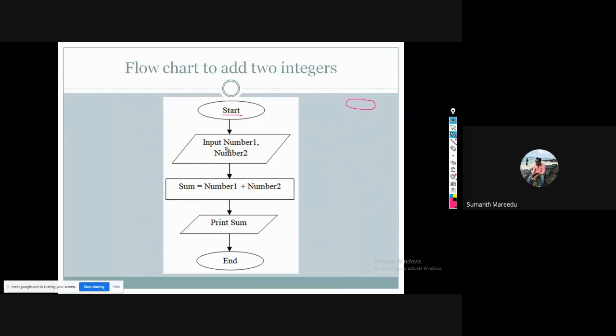And next, I am taking input for two values. So what numbers do I need to add? I am adding input which is number one. I am taking it as number one comma number two, or you can say a comma b. You can say x comma y. Any two names you take. I am taking it as number one and number two.